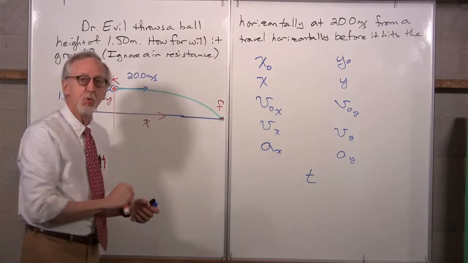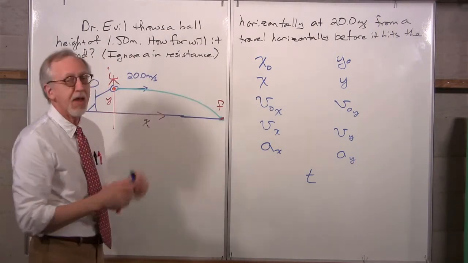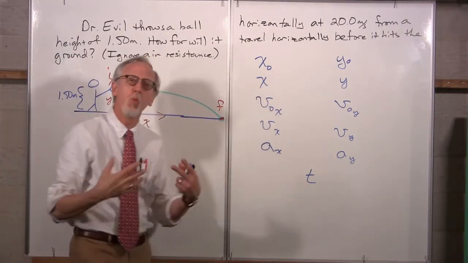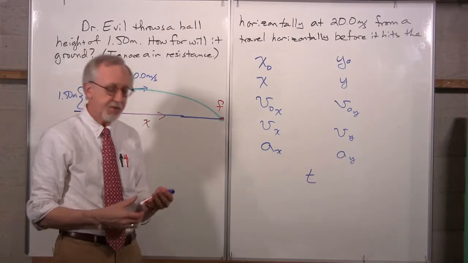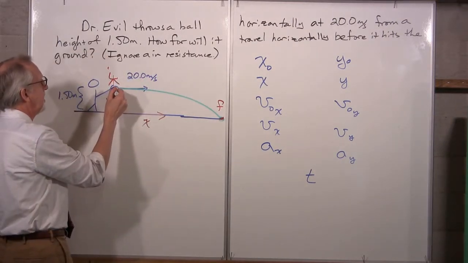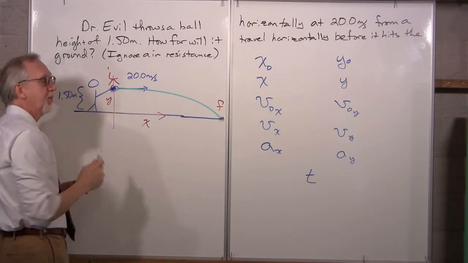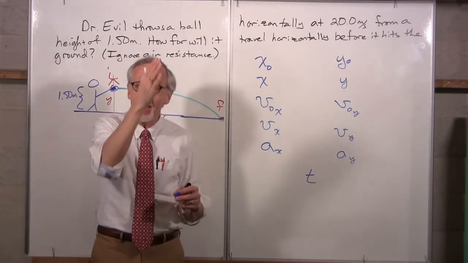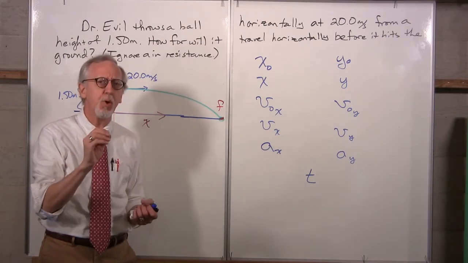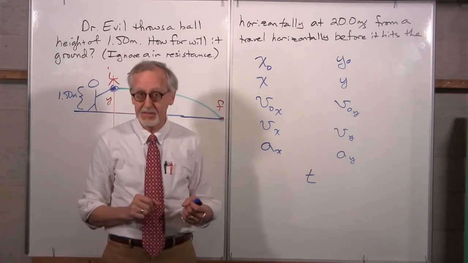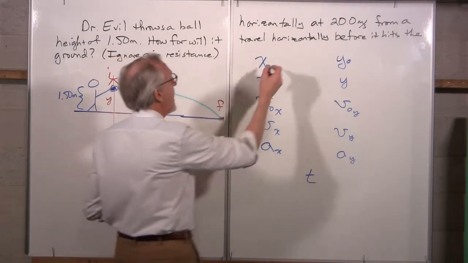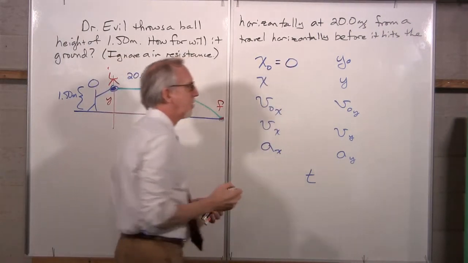Well, let's look at each one. Let's start out with x naught and y naught. Remember, x naught and y naught are the coordinates of the initial position. Where is the initial position? The initial position is right here. We notice the initial position is right on the y-axis. What is the x-coordinate of any point on the y-axis? x is 0. So we know x naught must be 0.